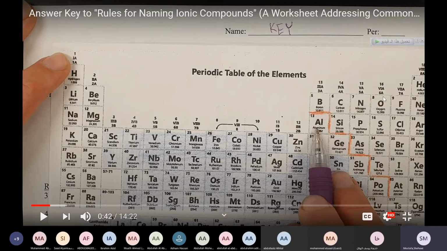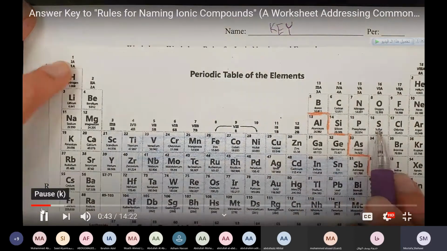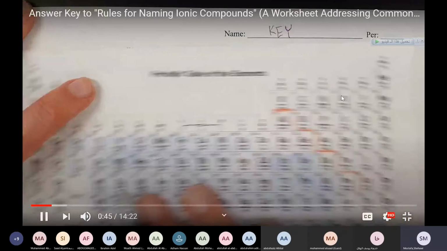Aluminum, Al. Oxygen, O. Fluorine, F. Chlorine, Cl. Bromine, Br. Sulfur, S. Phosphorus, P. Okay, and so on. Potassium, K. To name an ionic compound, you have to know the name and the symbol. That's very important. 3, -3, -2, -1, and 0.